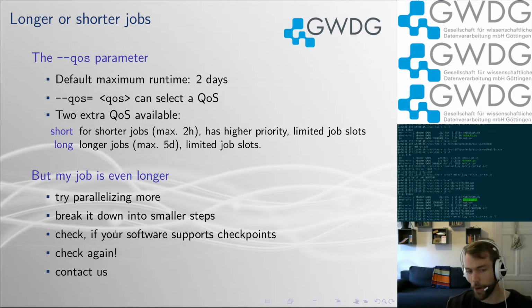Secondly, can you maybe break it down into smaller steps? Maybe you don't need to run your whole pipeline in a single job. Maybe you can break it down into smaller jobs and run them one after the other. There's even this thing called job dependencies that is quite nice for that. I'll come to it later.